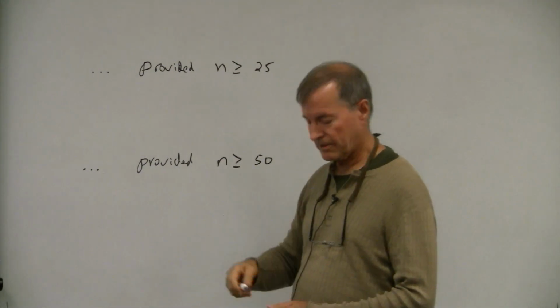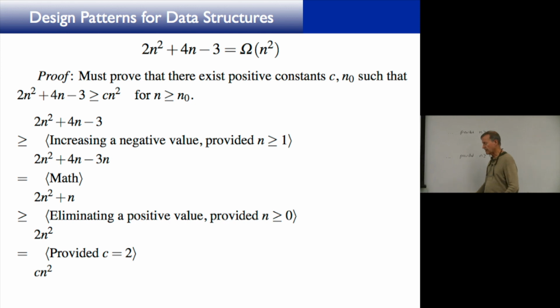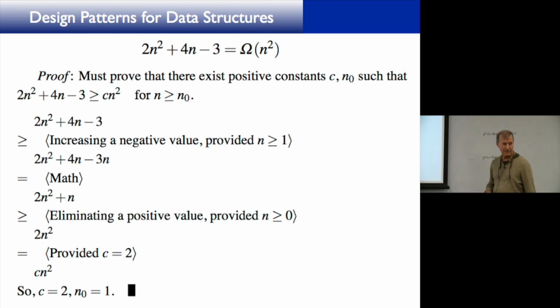So here what would we pick? N is greater than or equal to 1, yes. Does everybody see that? So it's the stronger one. So c equals 2 and n naught equals 1.